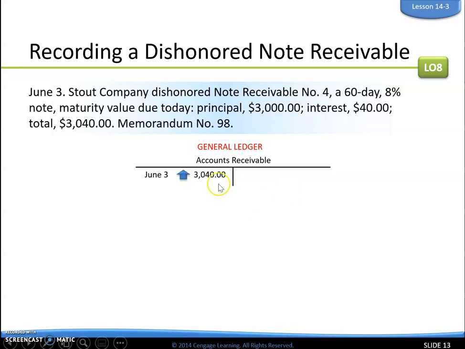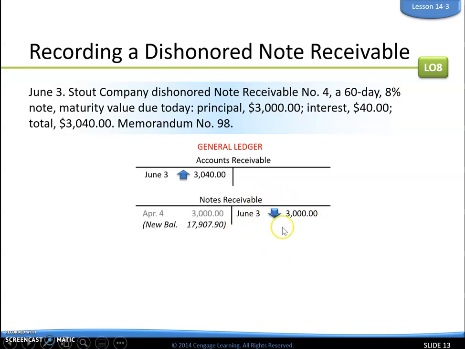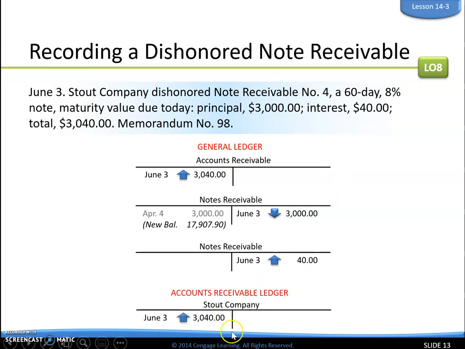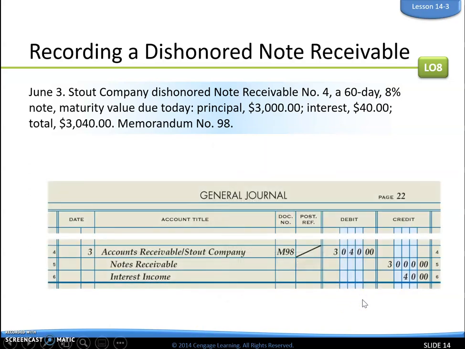So we're going to debit accounts receivable for the total amount that they owe us, including that interest. We're going to credit notes receivable, so we're getting rid of that notes receivable for the principal amount. And then we're also going to, this should not say notes receivable, that should say interest income. We're going to credit that interest income. Now, we're not actually receiving that money, but we have earned that revenue. So we are going to credit interest income. And then with that accounts receivable, we're also going to debit Stout Company, showing that they owe us money.